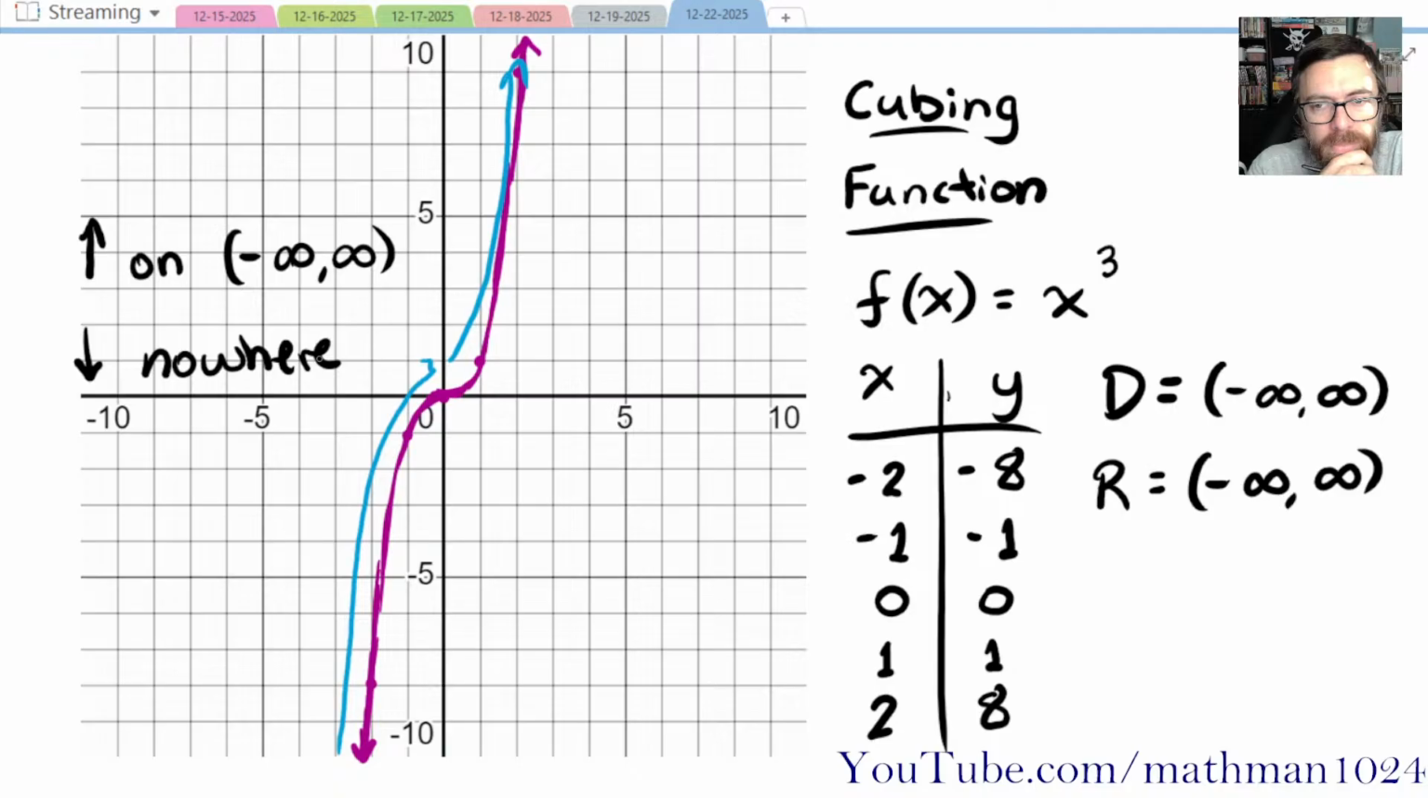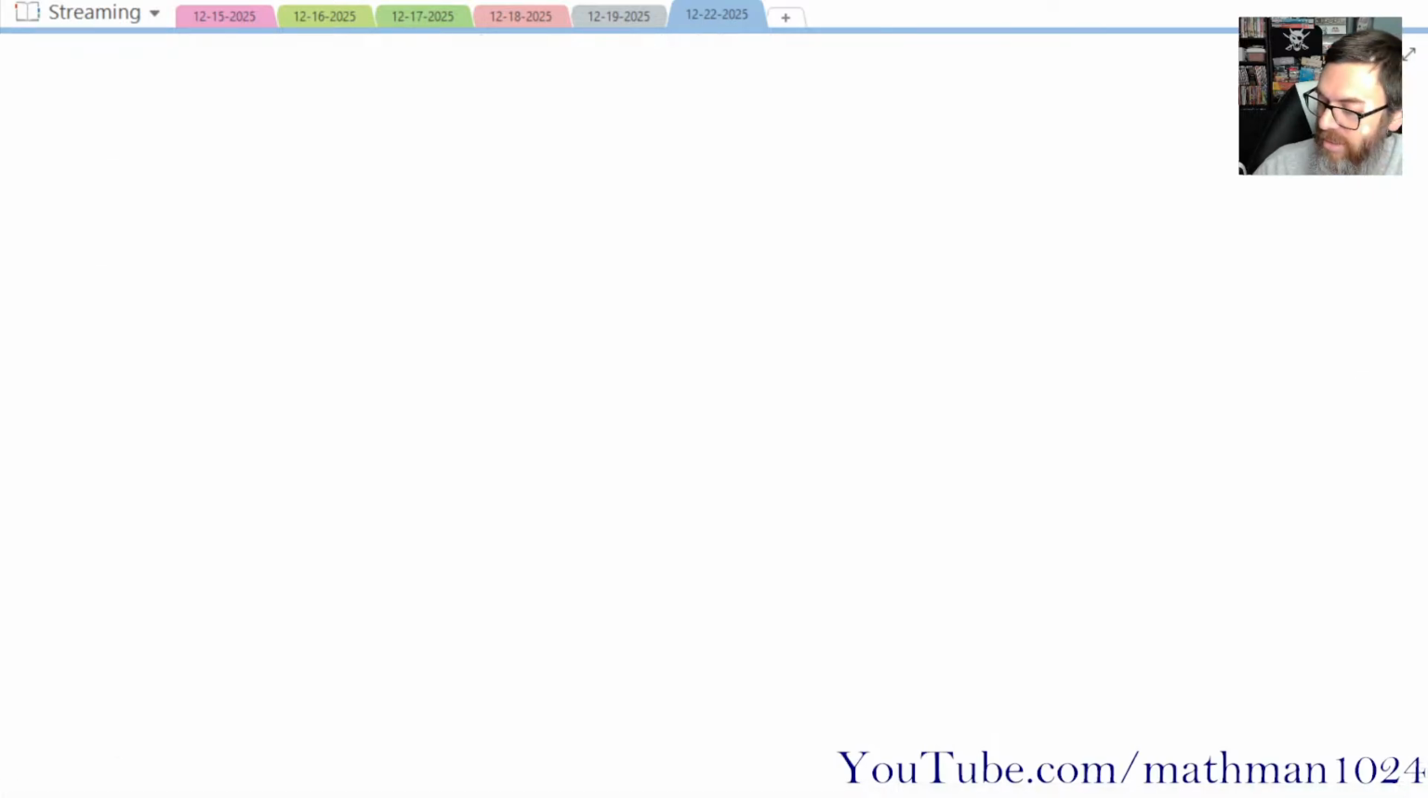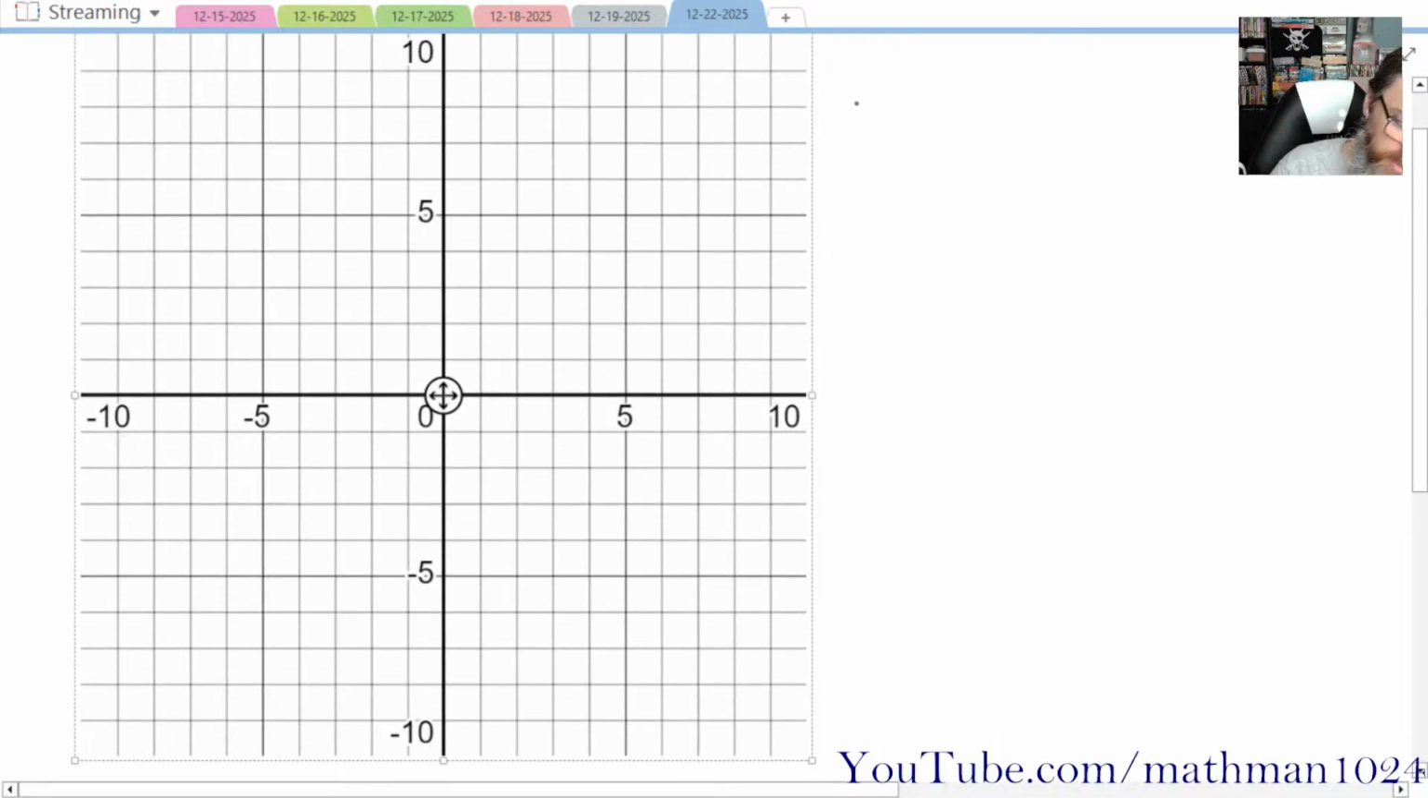Yep. So that's the cubing function. Now let's talk about a function that is very closely related to the cubing function. And that is going to be the cube root function.